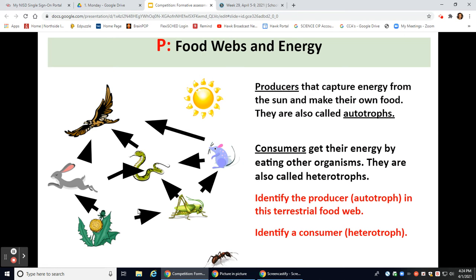Identify the producer, the autotroph, in this terrestrial food web. So, here we have the plant, it's a dandelion. That would be the autotroph. It automatically makes its own food using the sun's energy. Identify a consumer. So any of these organisms would be a consumer, also known as a heterotroph.